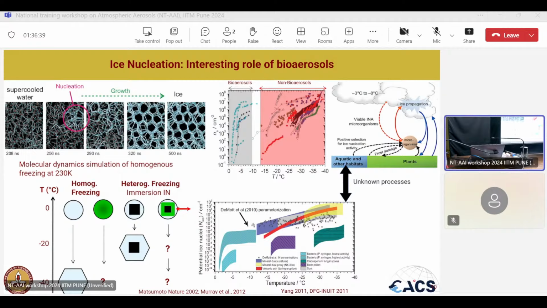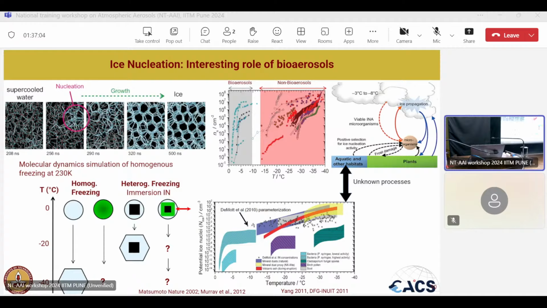Now, what happens is that if you look into the supercooled water at T equal to 0, then after 48 nanoseconds, the nucleation starts occurring. If you have the nucleation, like any sort of a disturbance which starts organizing the molecules in that way, then immediately, within 500 nanoseconds, you can have the structure which is becoming the ice crystal.